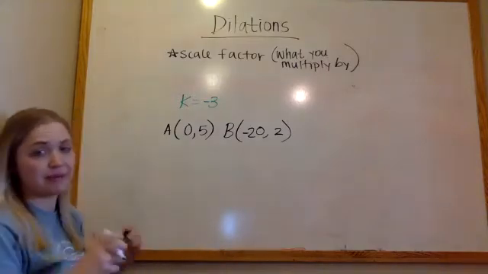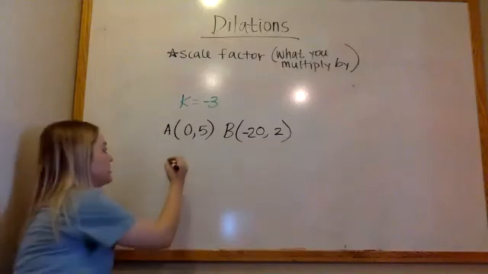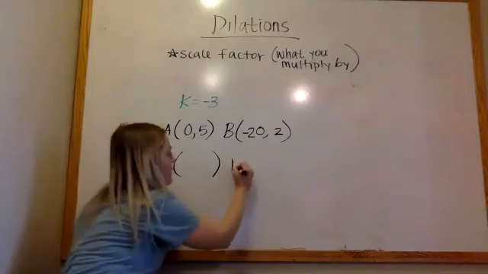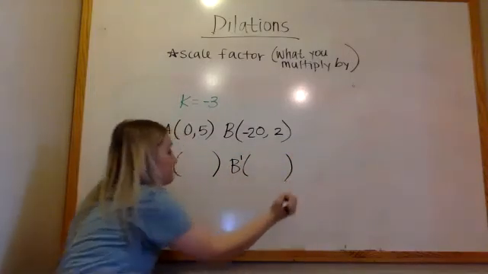So on your paper, you should be coming up with A prime, B prime. I'm going to show you how you should be writing it. A prime, you should have parentheses. B prime, you should have parentheses.